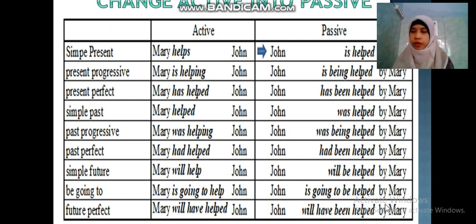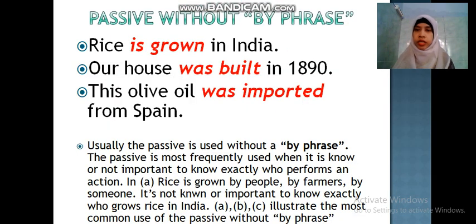Okay, for the next, this is something we have talked about: that there is a by agent, or by phrase, after we state the passive. But sometimes we don't put the by phrase. These are the examples: rice is grown in India, our house was built in 1890, and this olive oil was imported from Spain. When you see all of these, there is no by agent, because usually the passive is used without a by phrase. It is most frequently used when it is known or not important to know exactly who performed an action.